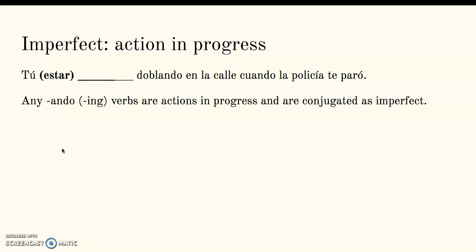So here would be the example of action in progress. So, tú blank doblando en la calle cuando la policía te paró. So, how would you conjugate estar for tú in the imperfect tense? Estabas. So a trick to remember this is that any -ing verb is action in progress. So here you were turning. Tú estabas doblando. Because doblando means turning. So that action in progress signifies the imperfect tense. In Spanish, -ing is -ando or -iendo. So anything ending with like -ndo right here, like doblando is the example.